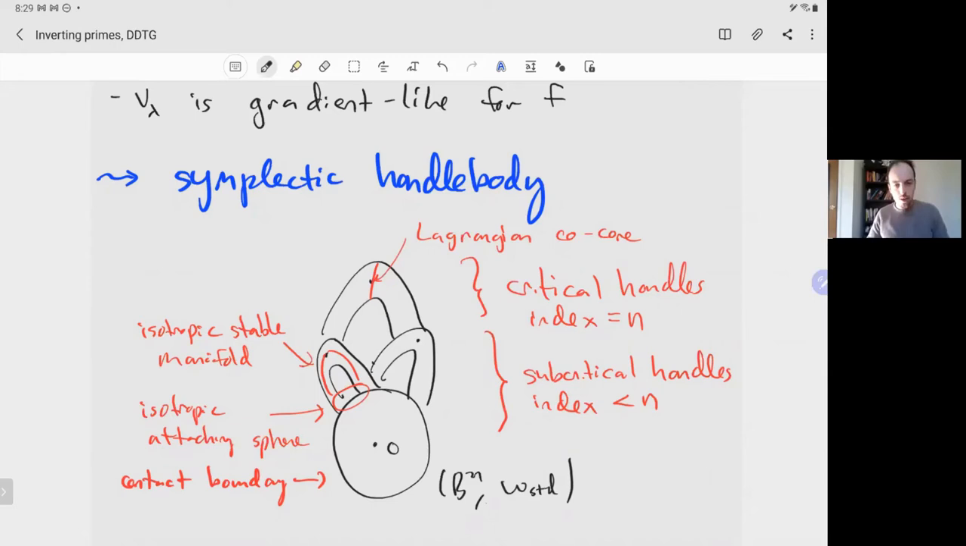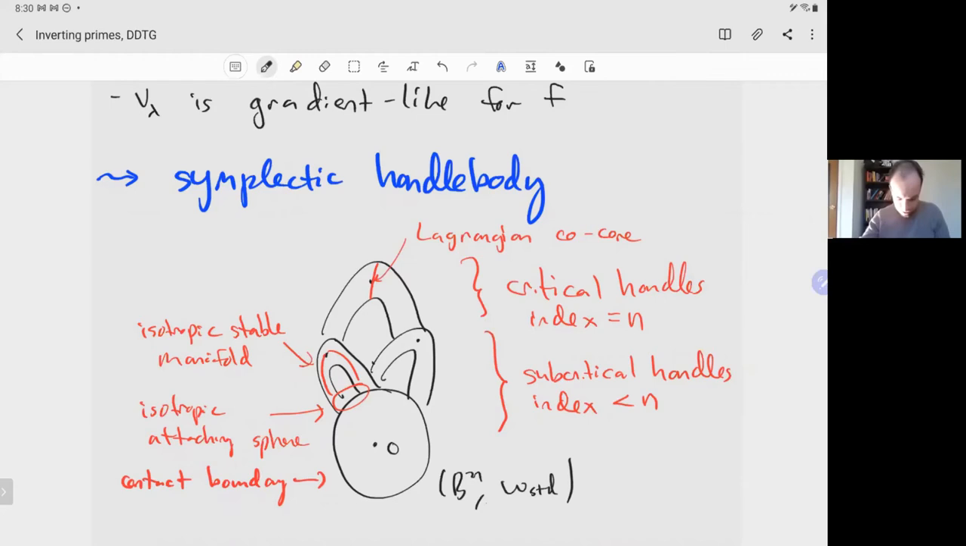Anyway, so you start with a ball, and you can also do this constructively. You can find some isotropic spheres in your contact manifold, attach a handle, get a new domain with contact boundary, find another isotropic sphere in there, attach a handle, and keep going. You can also use that to construct a Weinstein domain. Okay, so that's what this is.